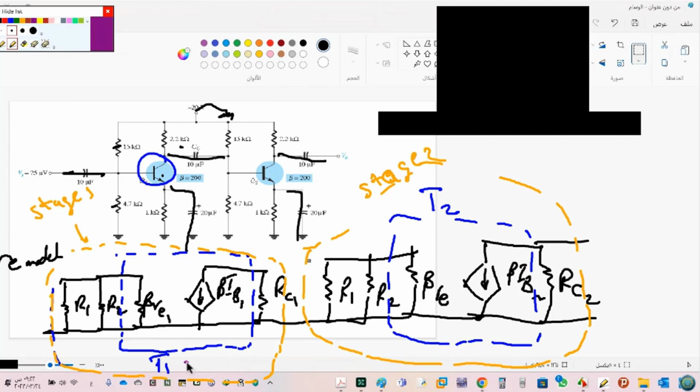And see the idea here. T1 has a load, this one. So they can't calculate AV no load because we have a load. Here for this one, we don't have RL. So we can say it is AV2 no load. Got it? Clear for you?